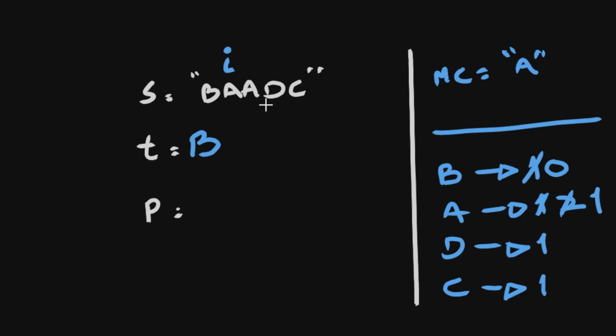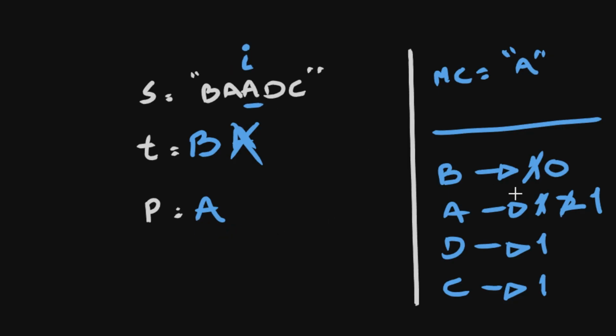This is now 1, and we add this to T. And now the question is, should we add this A to P or should we wait? And here we should pop this from T and add A to the paper, because our minimum character is an A. So the most intelligent thing we can do here is to add first the A to the paper.